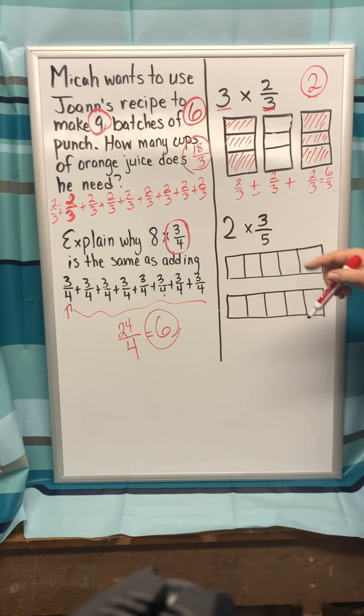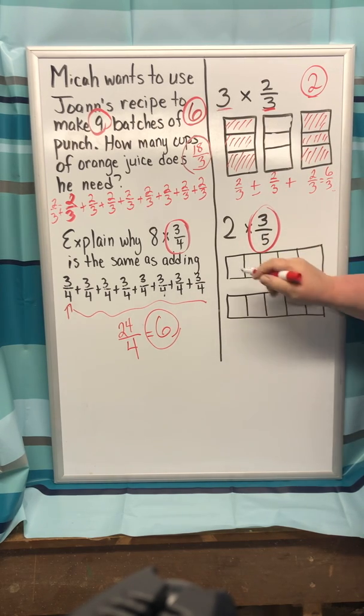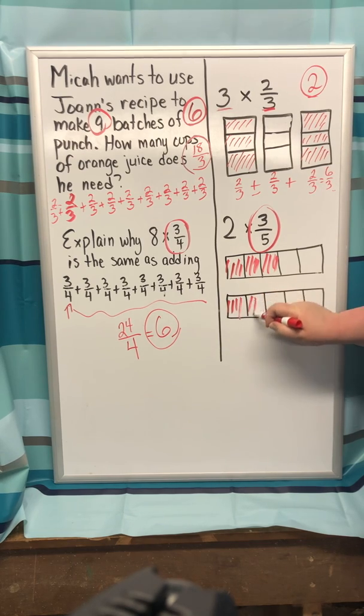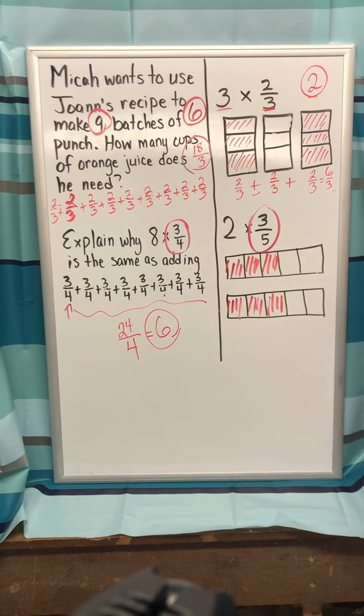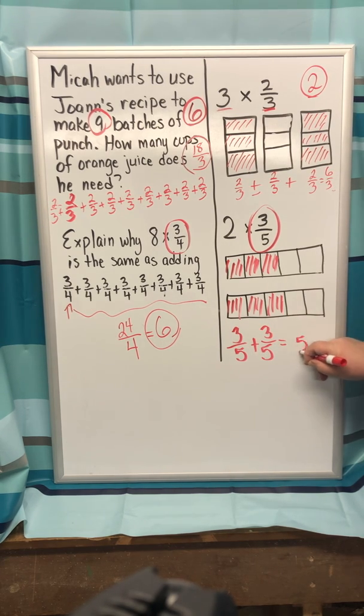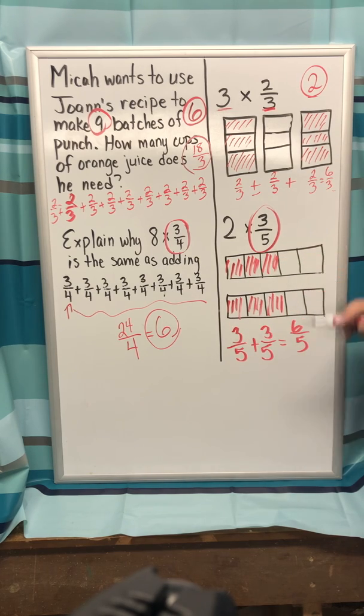Okay, and the same thing on number 4. They want me to do 2 times 3/5. So I'm going to do 3/5. It's broken into 5 here. I'm going to do 1, 2, 3 out of the 5. That's 1. And 1, 2, 3 out of the 5. That's 2. So my answer to 3/5 plus 3/5 is going to be 6. 3 plus 3, 6 fifths. 1, 2, 3, 4, 5, 6 out of 5.